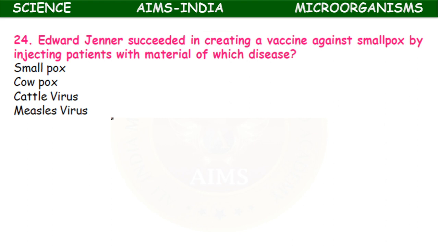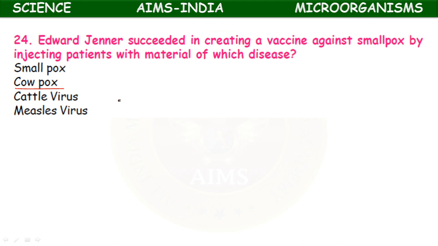Edward Jenner succeeded in creating a vaccine against smallpox by injecting patients with a material of which disease? Smallpox, cowpox, cattle virus, measles virus. So, it is the cowpox virus. What he has done is, he has collected the cowpox virus and he neutralized or heat killed that virus and injected it to the patient, so that he discovered the vaccine for smallpox. Okay.